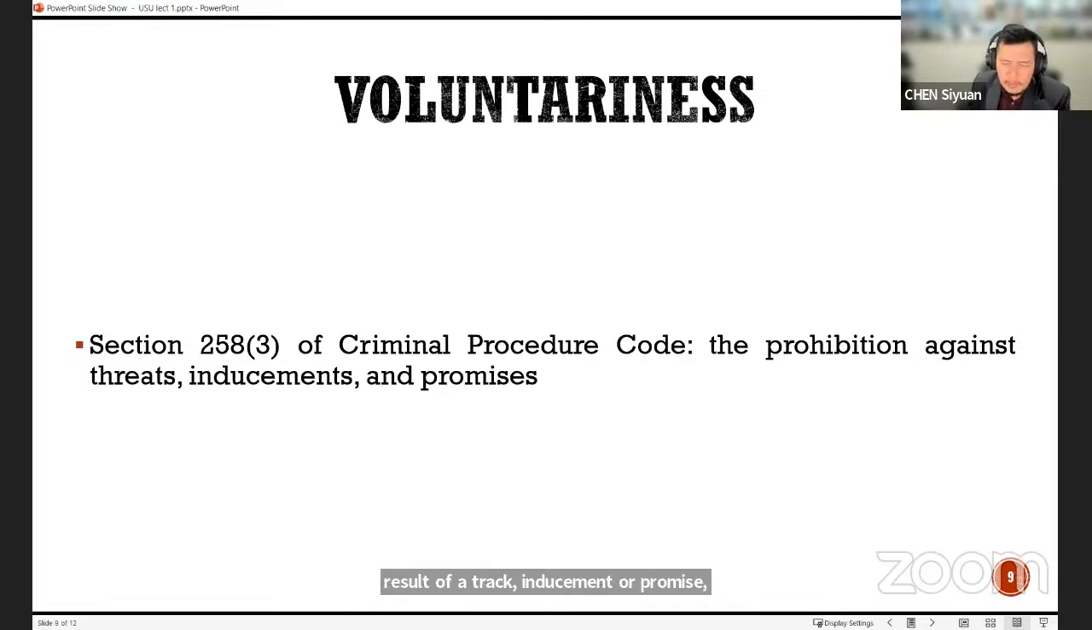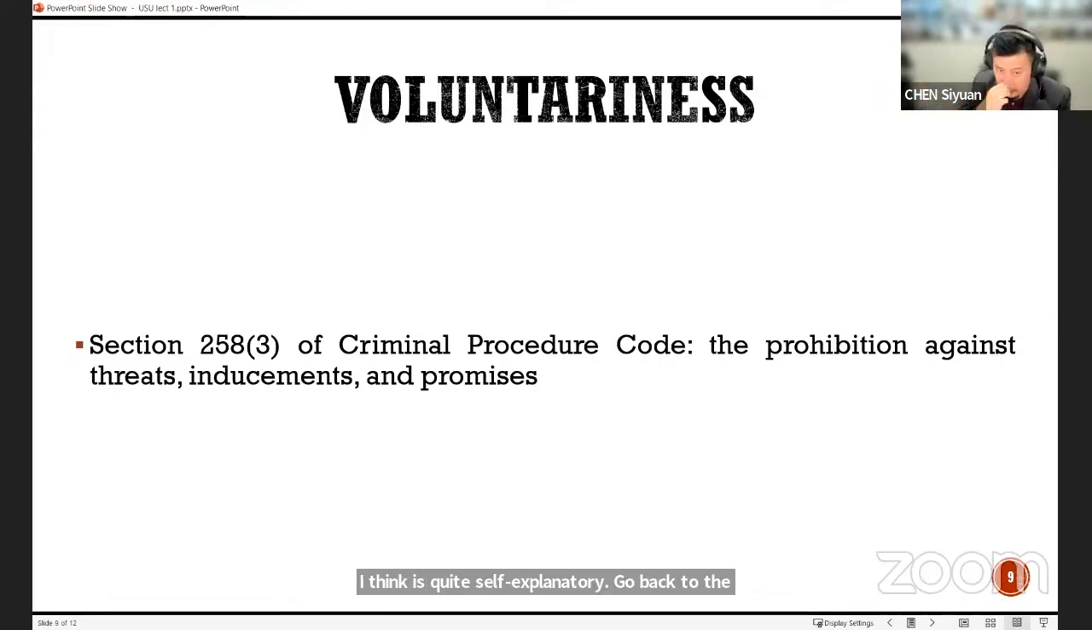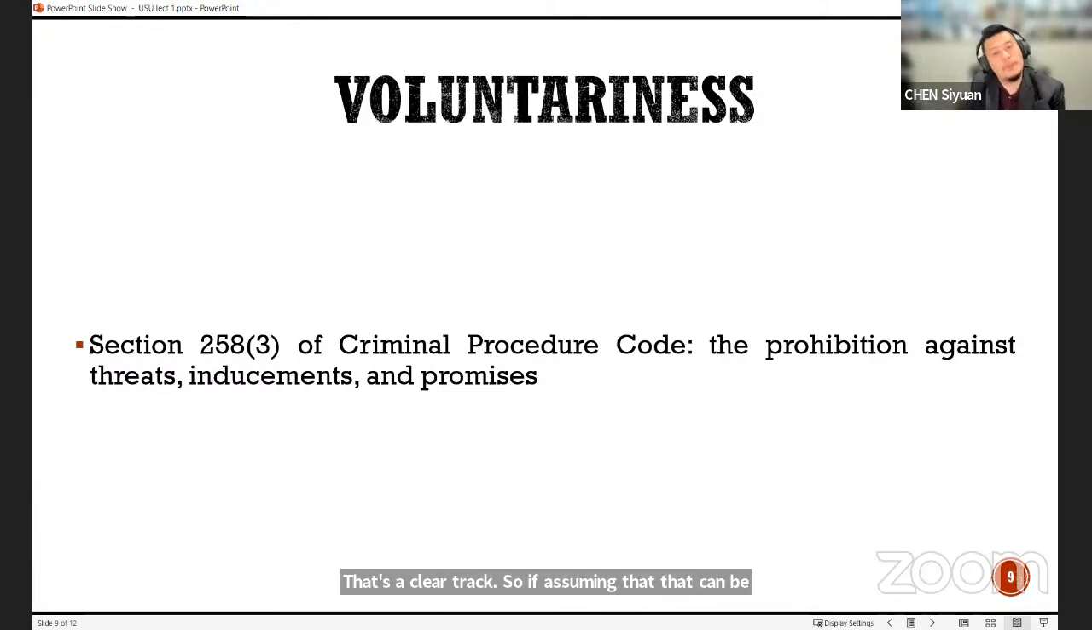Threat, I think, is quite self-explanatory. Go back to the earlier example. If you refuse to give a statement or tell the truth, we will send someone to your home and do something to your family. That's a clear threat. So assuming that can be proved, then the statement will be excluded.